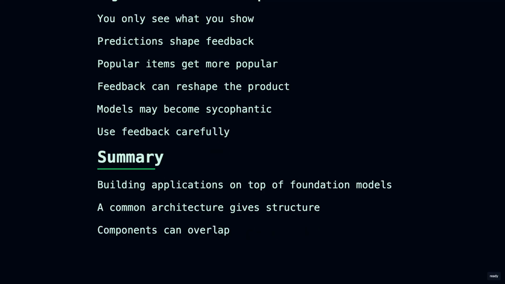The boundaries between components are useful, but they are not rigid. For example, guardrails can live in several places, and the right choice depends on the system design and the trade-offs you want.